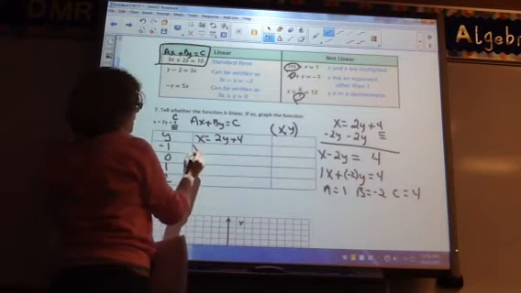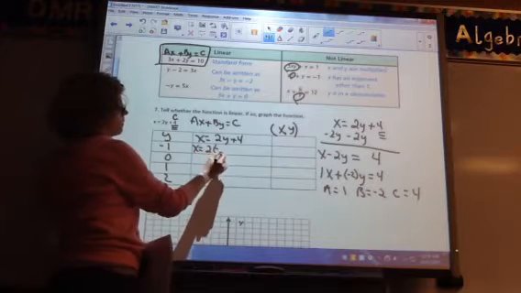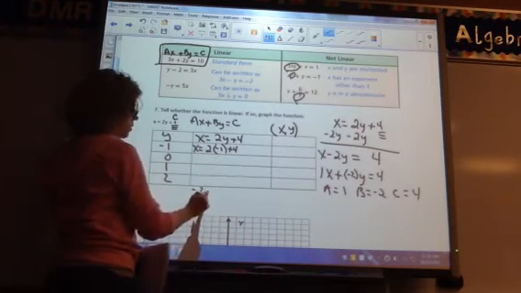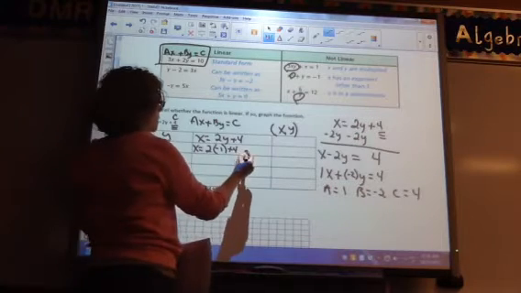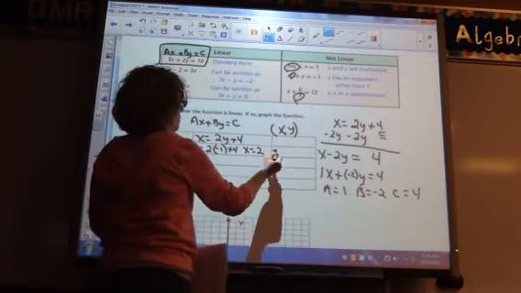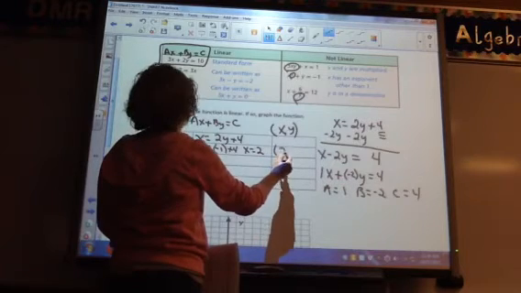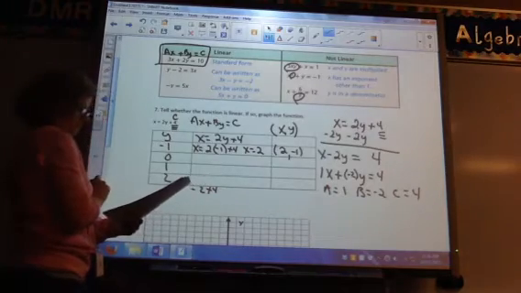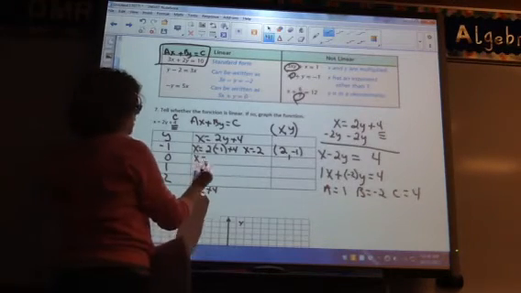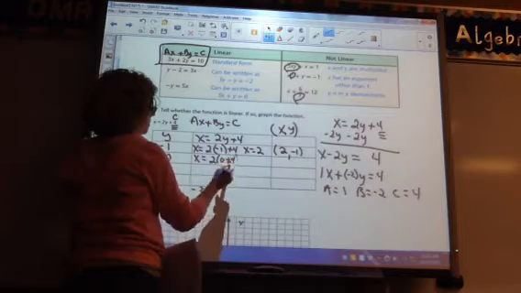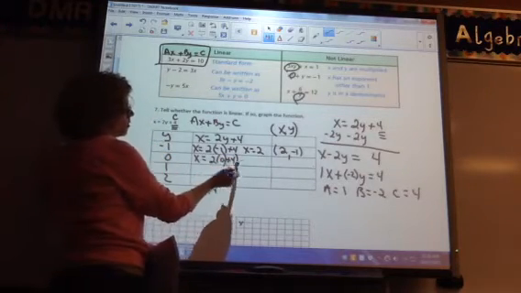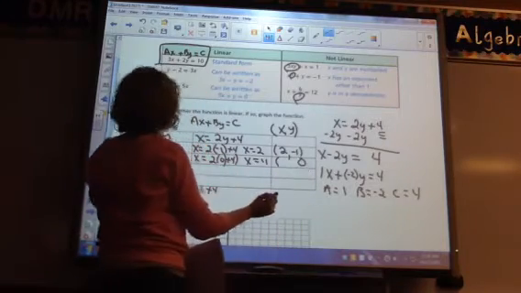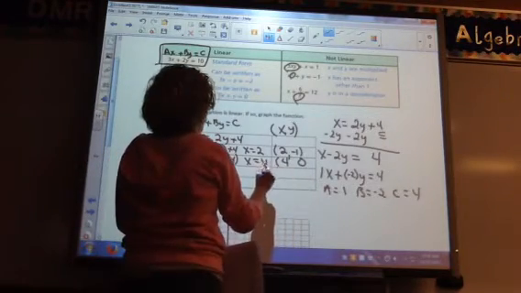All right, so x equals 2. Y is negative 1. Okay, 2 times negative 1 is negative 2. Negative 2 plus 4 is 2. So my ordered pair here is 2, negative 1. All right, when y is 0, 2 times 0 is 0. 0 plus 4 is 4. So when y is 0, x is 4.